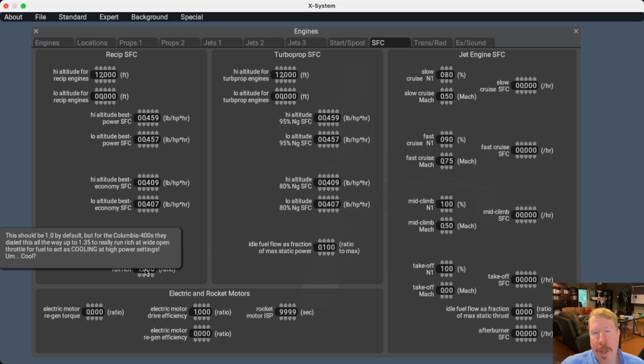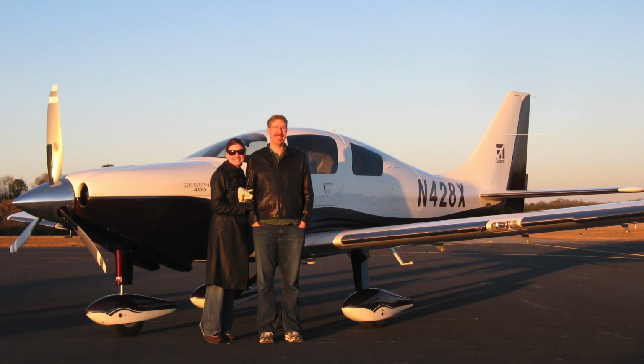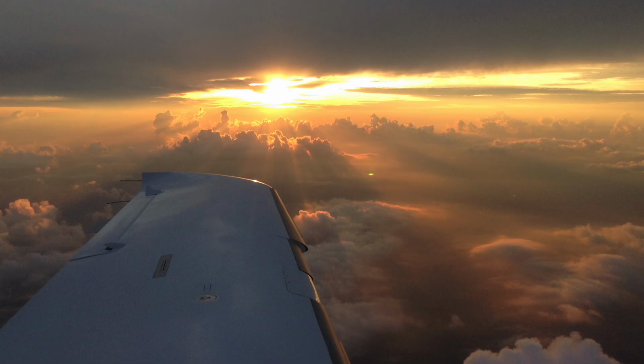And then you have the full rich. That's a ratio. So here's the thing. When you have these Continentals and Lycomings, you can actually set them up, or the shop can set them up, to burn more or less fuel. And if you enter 1.0 here, that just means it's as rich as a standard engine is called for by the factory. So I owned a couple of Columbia 400s in my life, and those things are turbocharged since they run a little hot from that turbocharger.